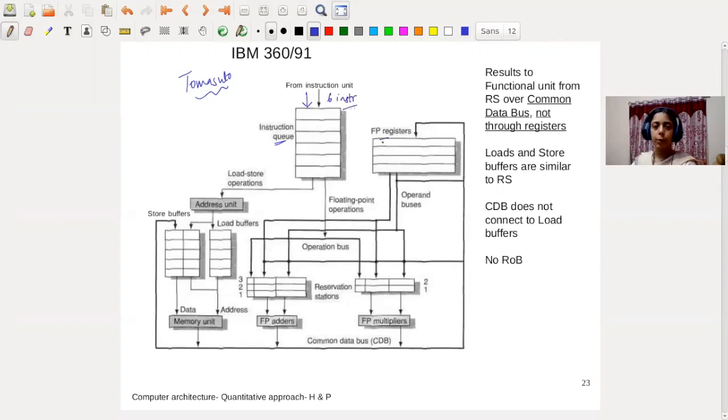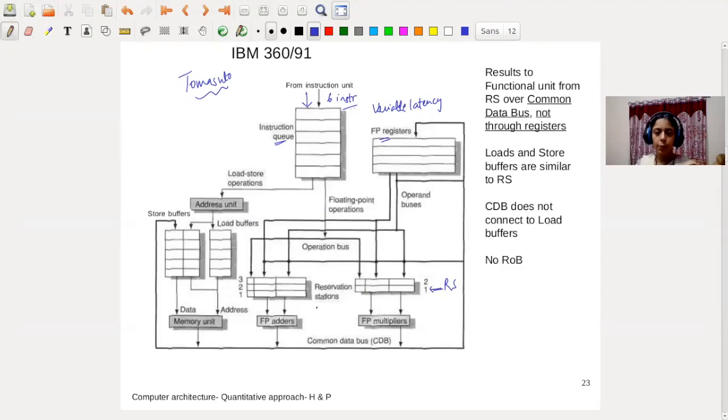There are these floating point registers. So mainly this algorithm was used on floating point operations because they have variable latency, and they also have a longer latency as compared to other instructions. Then there are these reservation stations here. I'll describe that later on.